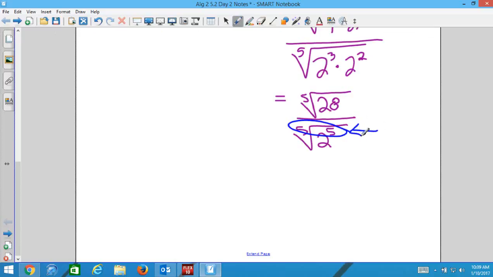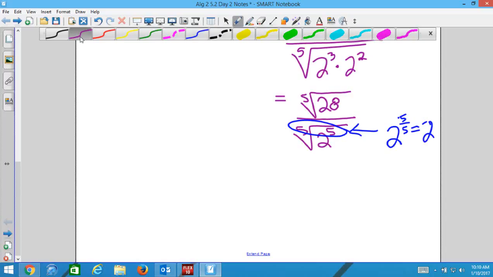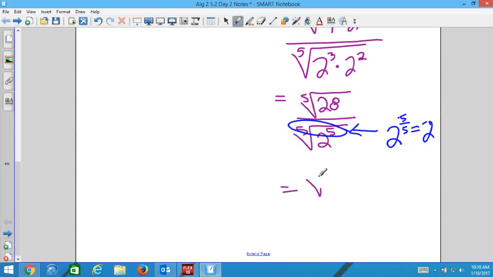And again, remember, if we have a radical, we can write it as a fractional exponent if we want. We can write this as 2 to the 5/5. And what is 2 to the 5/5? Just 2 to the 1st. So I have one more step to rewrite it as the 5th root of 28 over 2 to the 1st.